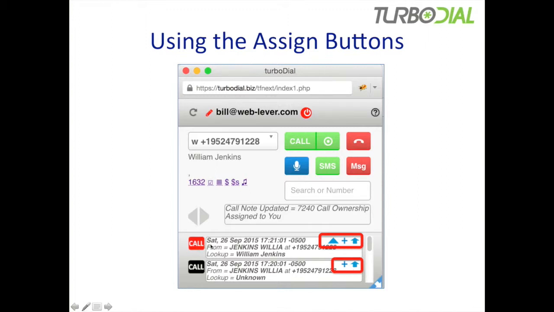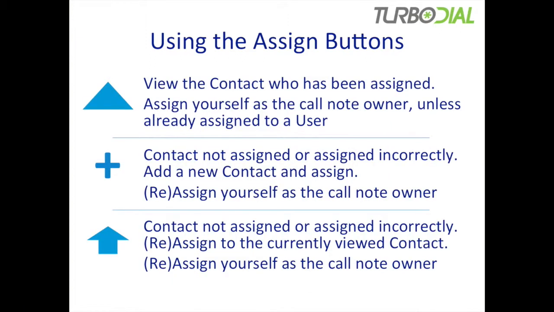In this other case, the call label is red, and the lookup succeeded. It found the contact for this inbound call based on the phone number, and there's a third button included in the group of buttons for that screen pop. Let's look at what those buttons mean. The upward pointing triangle is the button for viewing the contact that this call has been assigned to. So that triangle isn't present if the call has not been assigned to a contact.